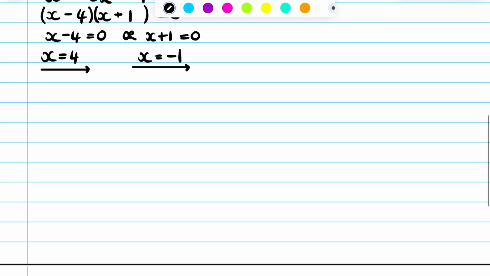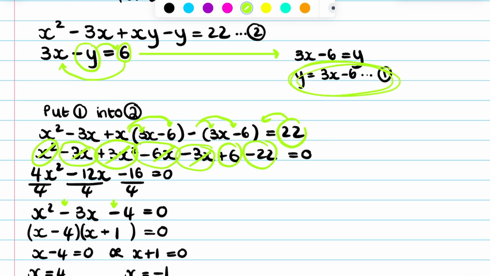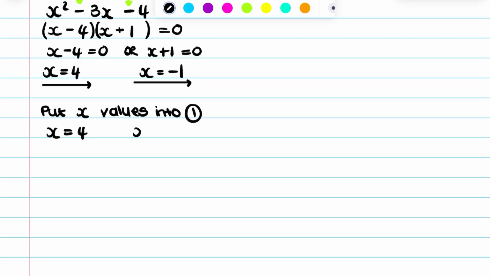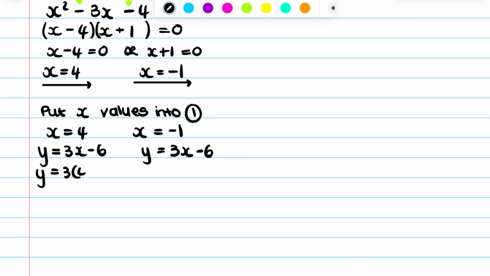Now what we want to do is put our x values into equation number 1 over here. So it's going to look like this. x is equal to 4, x is equal to negative 1, and then I'm going to write my formula down really quickly. So y is equal to 3x minus 6, and y is equal to 3x minus 6. Now I'm simply going to plug in. So I'm going to say y is equal to 3 times 4 minus 6 on this side, and that is going to give me y is equal to 6. And then on this side, I'm going to say y is equal to 3 times negative 1 minus 6, and that'll give me y is equal to negative 9.